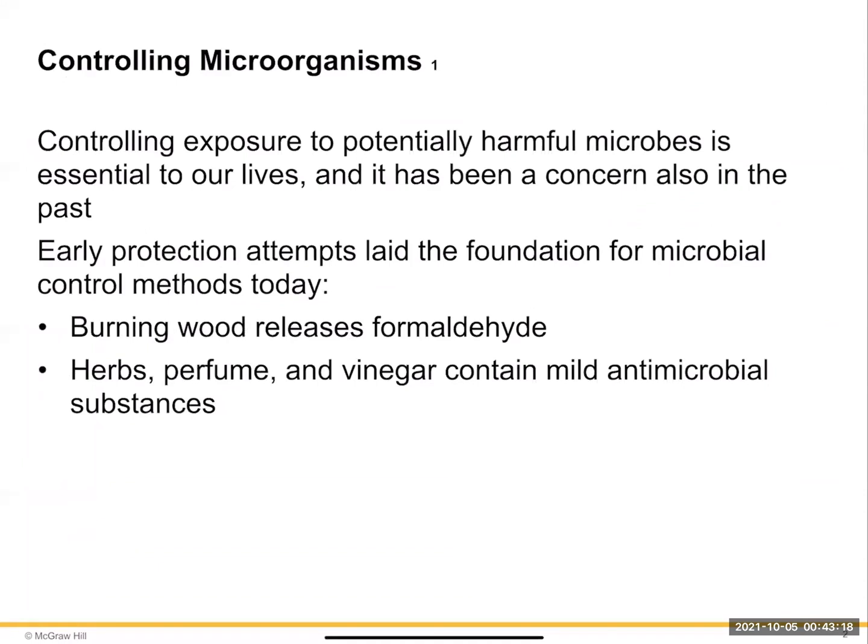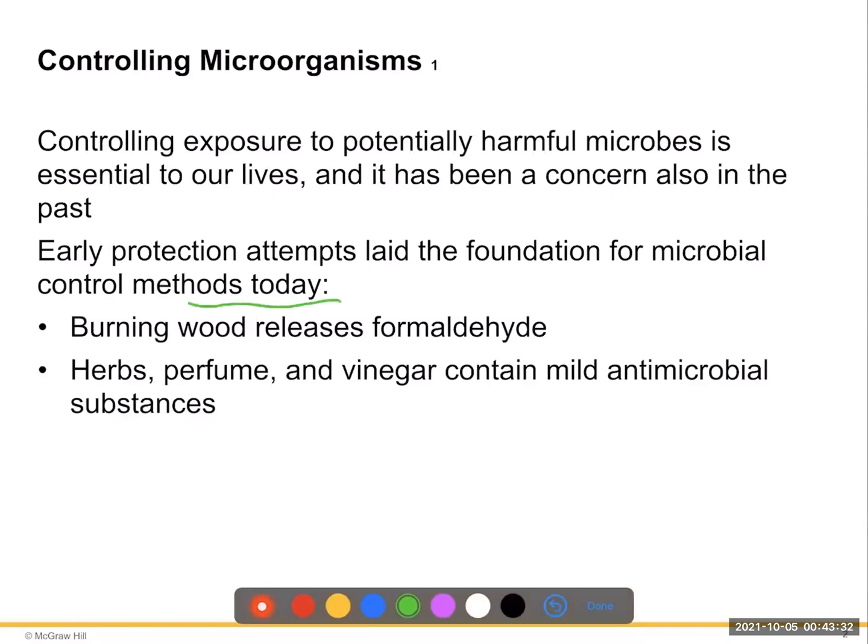So controlling microorganisms. Controlling exposure to potentially harmful microbes is essential to our lives, right? It's a concern, and it's also in the past. We have to be able to control what microbes are exposed to and how they can affect us. Early protection laid the foundation for the control methods we use today, like burning wood, which releases formaldehyde, which is toxic to microbes. Herbs, perfume, and vinegar contain mild antimicrobial substances, which help break down or protect us from these microbes.